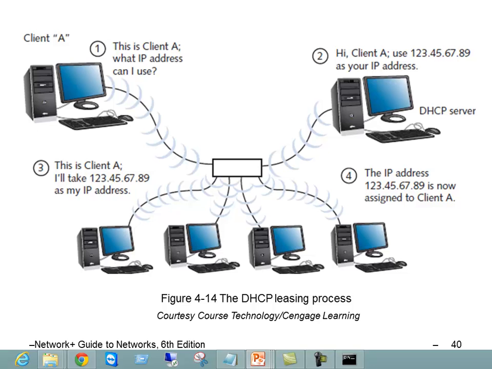All right, so here's how DHCP actually works. The computer that needs an IP address sends out a broadcast that says, what address can I get? The DHCP server then gives it an address. The client says, okay, I'll accept that address, and then the server blocks that address off, based on the lease time, not to give it to anyone else.